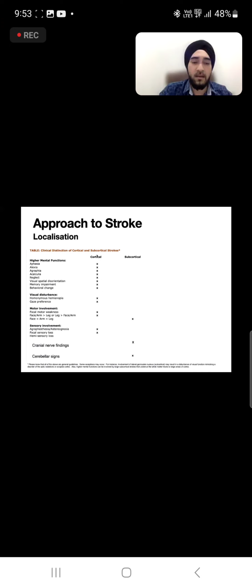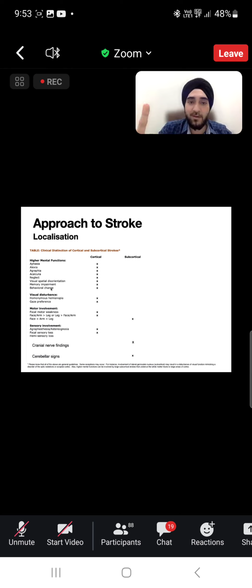Cortical, I told you higher mental functions will be affected. Now, depending upon the lobe involved, it can be aphasia, alexia, agraphia, acalculia, hemineglect, visuospatial disorientation, memory impairment, or behavior change. This does not mean that cortical stroke will have all these clinical signs depending upon the region, right? So, for example, if you have a patient who is aphasic, unless the cortex is involved, you will not have aphasia. I'm not talking about the rare things.